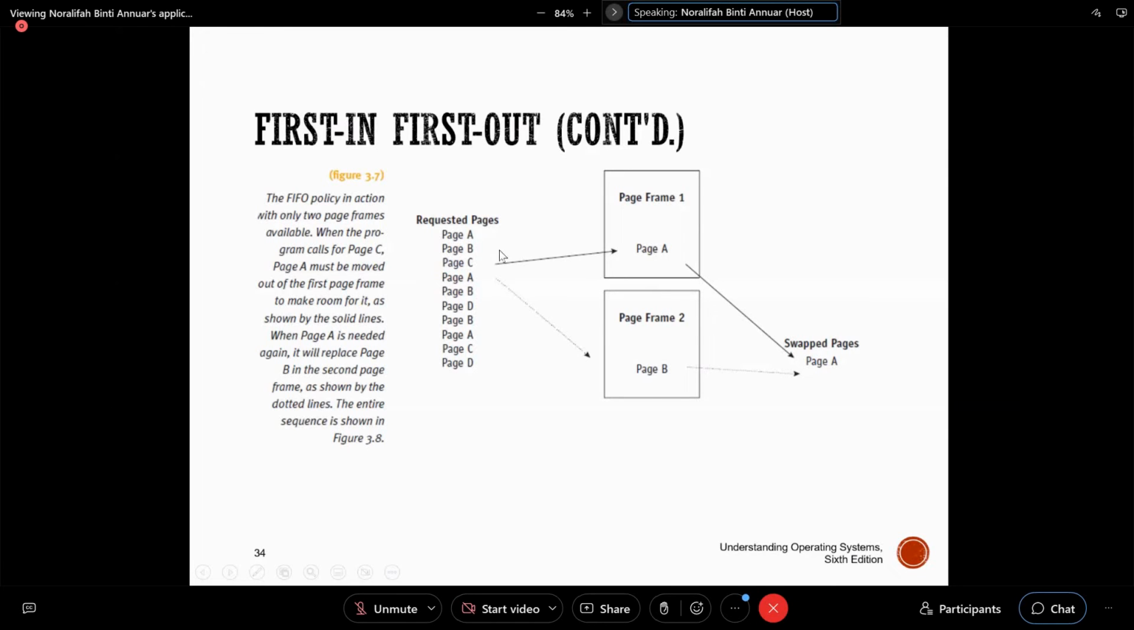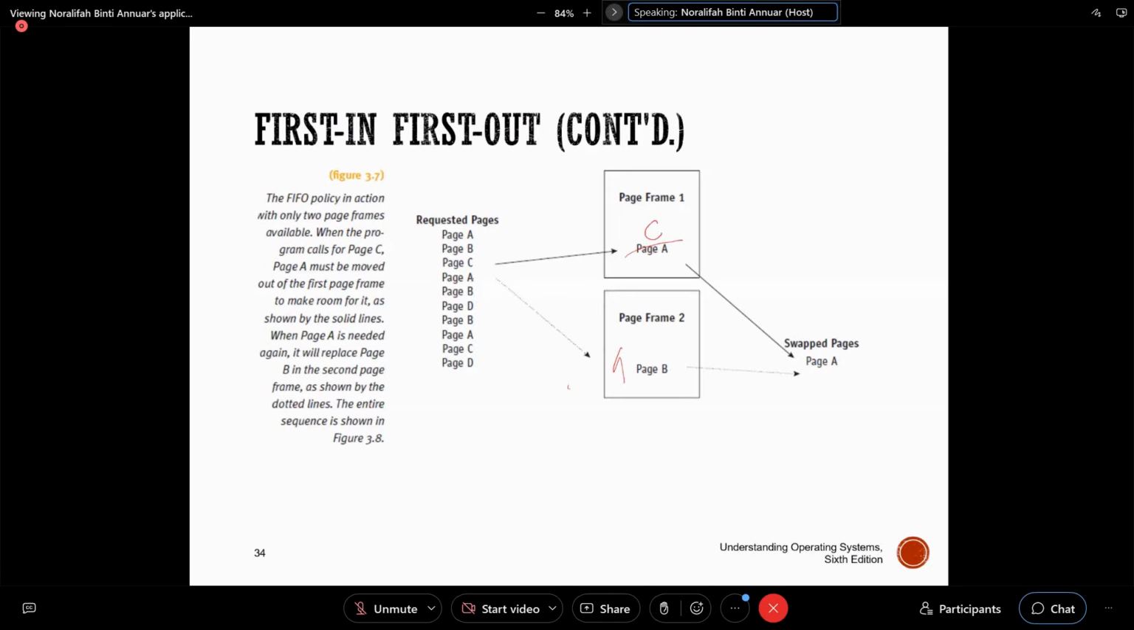So the next request will be C. Remember CPU nak ambil C, tak ada, tak wujud. So it's a page fault. So C akan be, so between these 2 pages, which one will be swapped out? Let's say you're using first in, first out, A will be swapped out, because it's the longest inside the main memory, so C will be loaded into the page frame number 1. Okay. So now here will be.